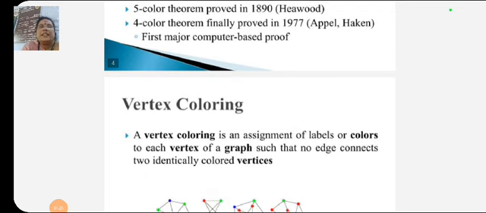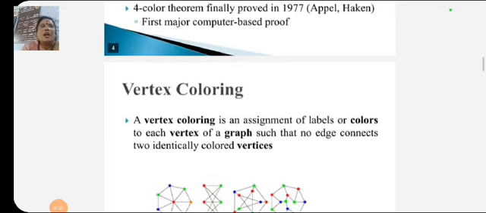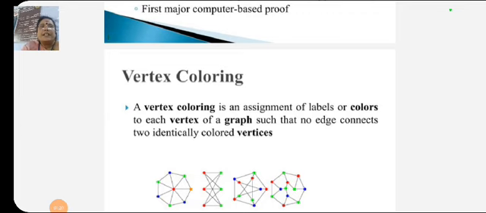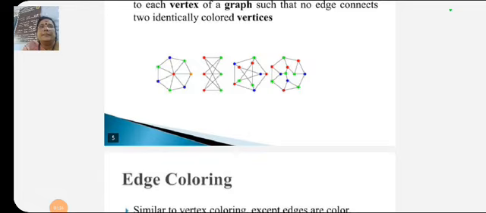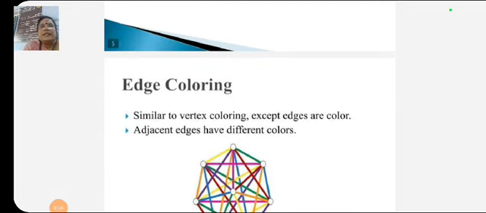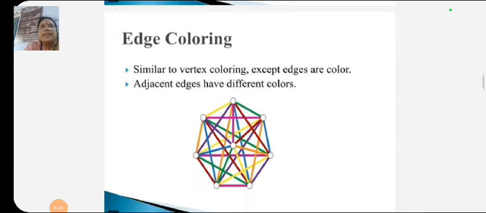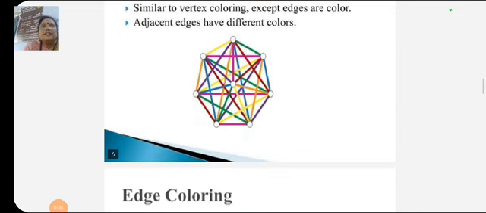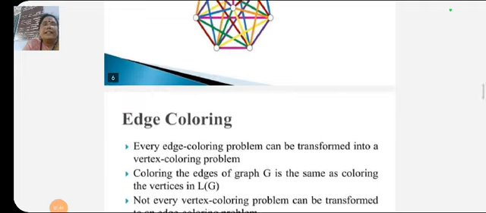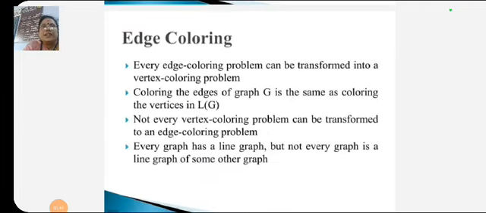A vertex coloring is an assignment of labels or colors to each vertex of a graph such that no edge connects two identically colored vertices. Edge coloring is similar to vertex coloring except that it colors edges. Adjacent edges do not have the same colors; they have different colors. And then we are going to study edge coloring.